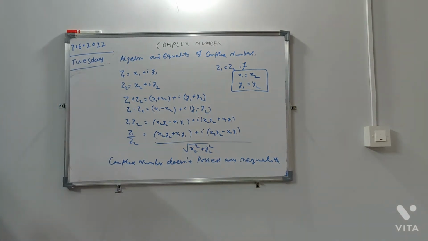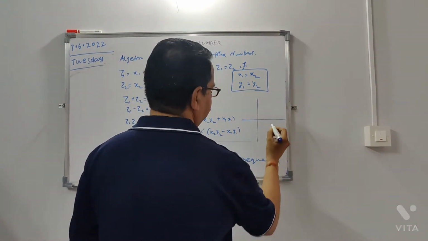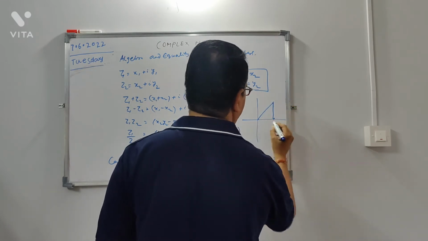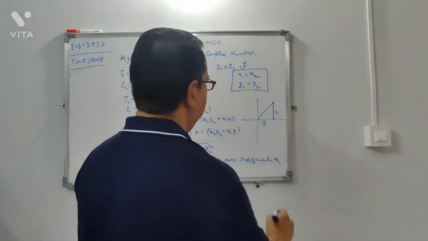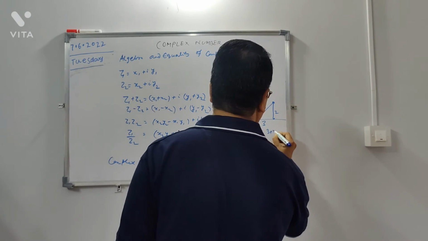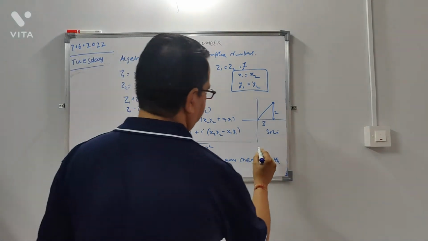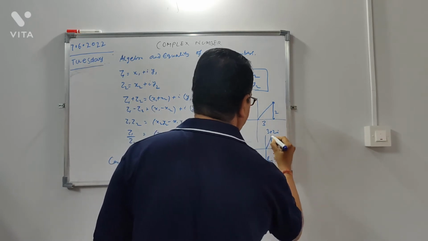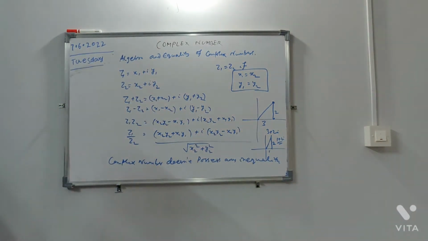Why? Because let us say you have 3 plus 2i. This is my 3 and this is my 2, and let us say this is the real axis. So in the real axis it is 3, in the imaginary axis it is 2. So this point is 3 plus 2i. Another complex number is, let us say, 1 plus 2i. This is 1 and this is 2. So we really cannot compare these two things. There is no meaning of inequality in complex numbers.